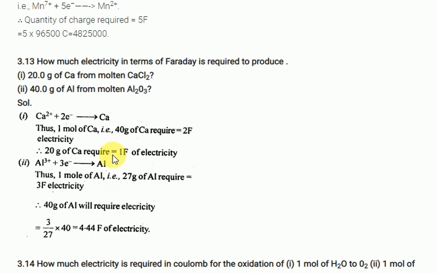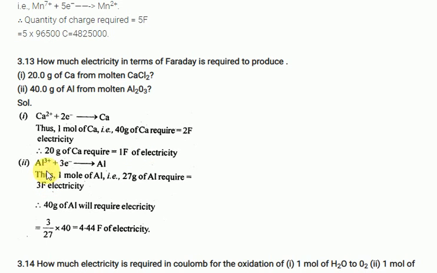So next one is there now. How much electricity in terms of Faraday is required to produce 20 grams of calcium? 20 grams of calcium means equivalent weight only. Clear? Look at Ca 2 plus, 2 electrons gives calcium only. With 2 Faraday of electricity, 40 grams will come. 1 Faraday, 20 grams will come. Clear? 1 Faraday is required.